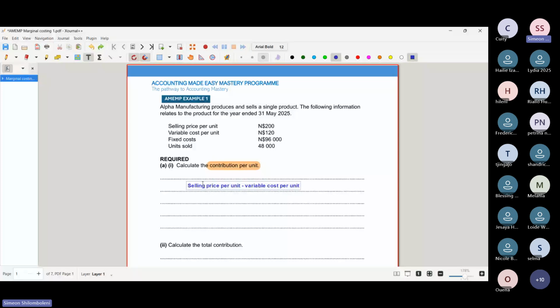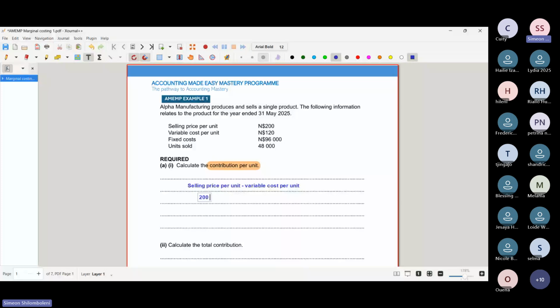If they say calculate contribution, then it's not per unit. For you to calculate per unit, they need to specify the words per unit. If it were just calculate contribution, then we are not going to do it that way. We are going to do it like in Roman 2. Now, 200 is the selling price. All of us can see it there. I don't even need to ask it from you. Minus 120, our profit is 80.